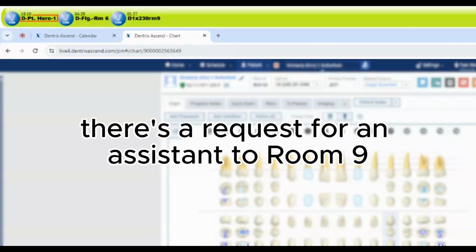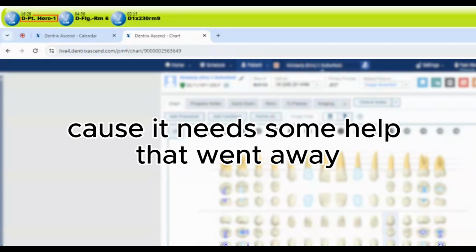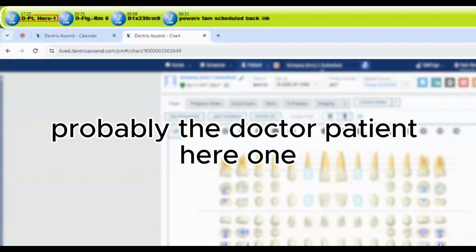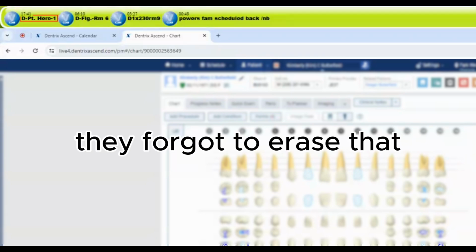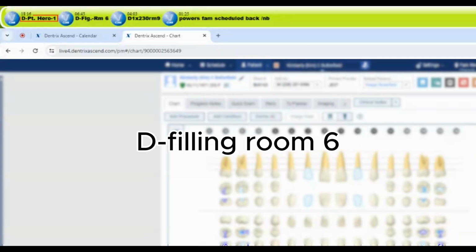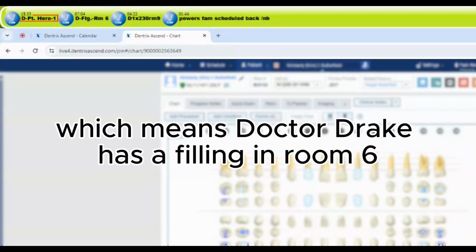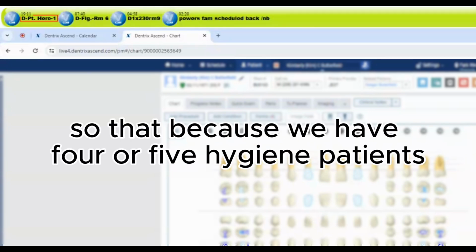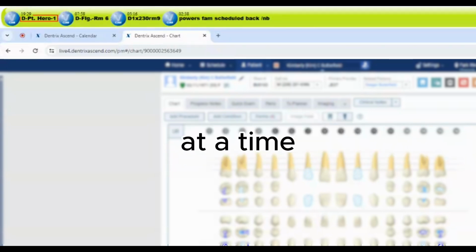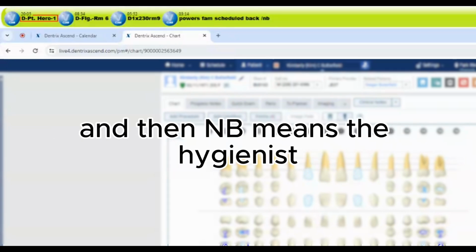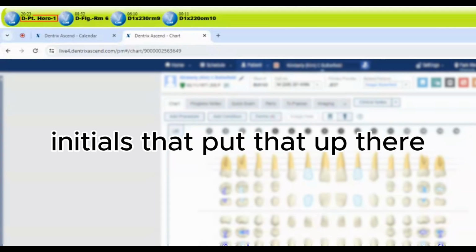You can see there's a request for an assistant to room 9 because they need some help. That went away. And so probably the doctor patient here one, they forgot to erase that. So it just kind of hangs around up there because that patient is probably the one that also is related to the D filling at room 6, which means Dr. Drake has a filling in room 6. A message that goes to everybody, because we have 4 or 5 hygiene patients at a time, the Powers family has been scheduled back, and then NB means the hygienist initials that put that up there.